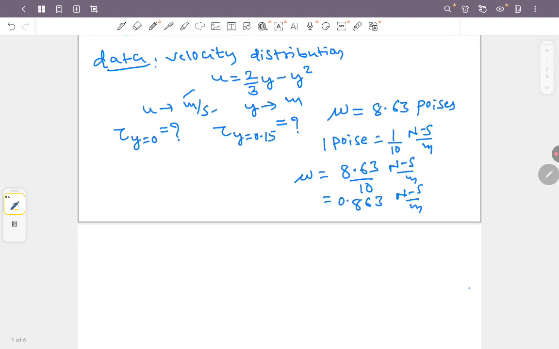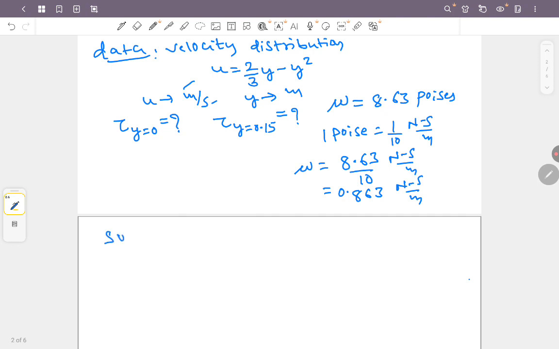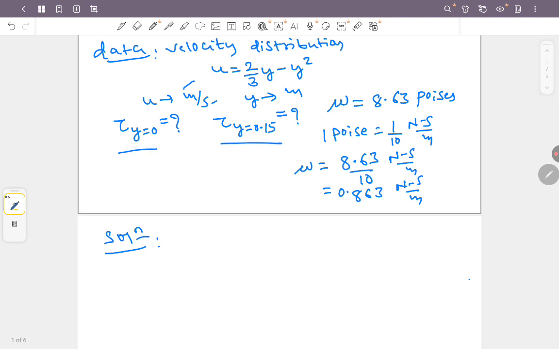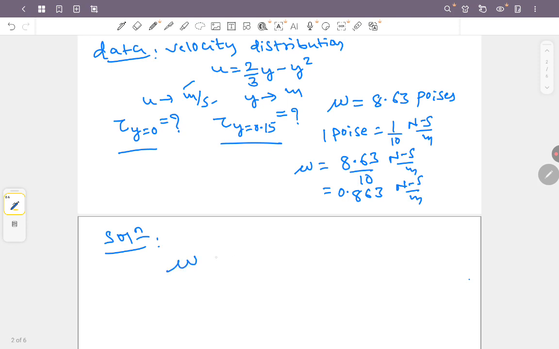Now we'll go for the solution. To find the shear stress at y equal to 0 and at y equal to 0.15, we'll start with the normal formula for viscosity. Mu, the dynamic viscosity, equal to shear stress divided by shear strain.